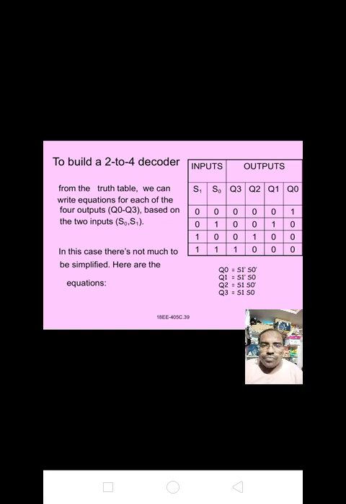Next, to build a 2 to 4 decoder from the truth table, we can write equations for each of the 4 outputs, that is Q0 to Q3, based on the 2 inputs S0, S1.